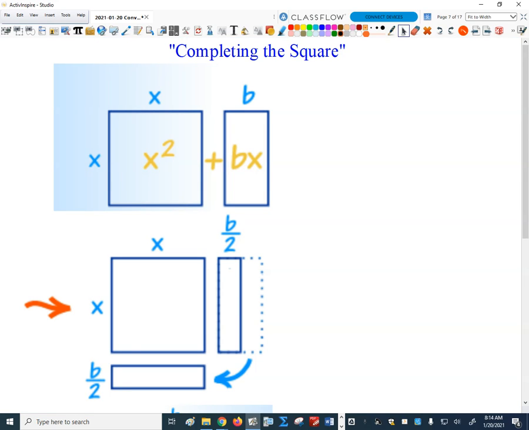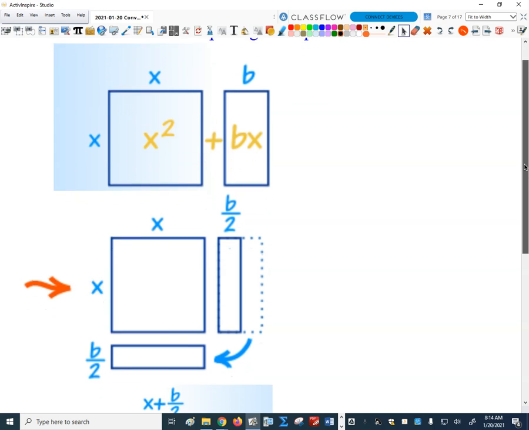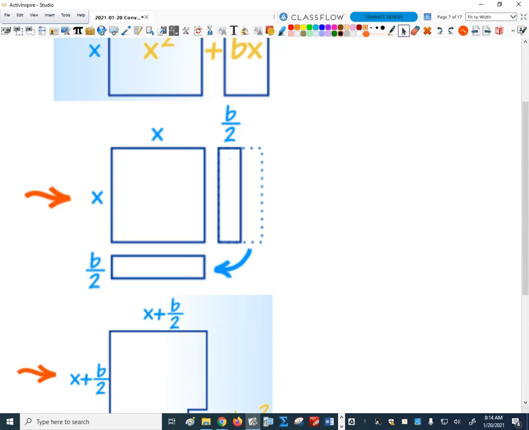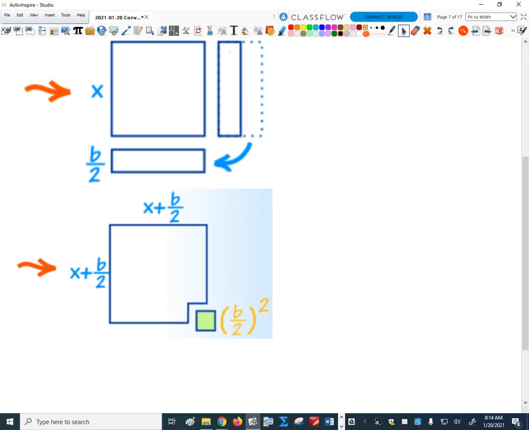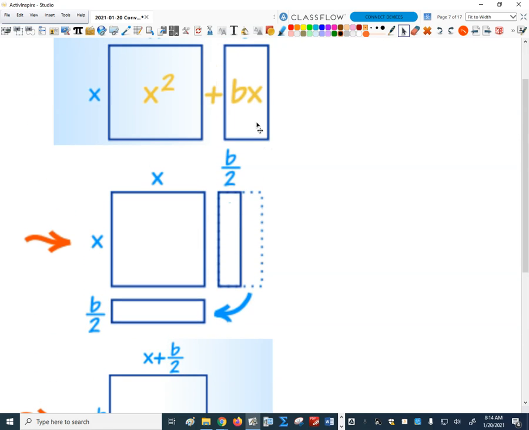Okay, so if we just start off with the first 2 terms, the x squared plus bx, we already know that we could reconfigure that to look almost like a square. It's going to be like a square missing that one small square portion in the corner, which is always going to have dimensions b over 2 times b over 2, right? Because the width and the height of that square is determined by half of the width of our rectangular piece, okay?